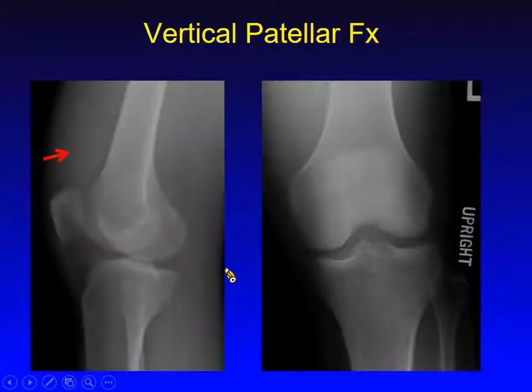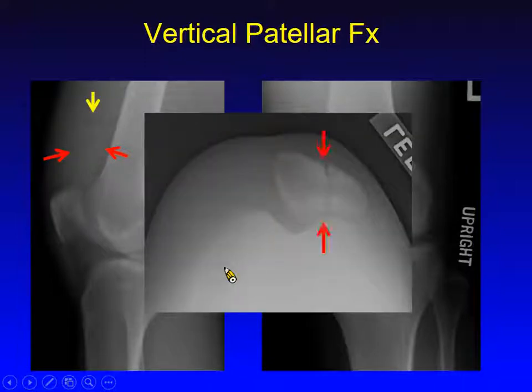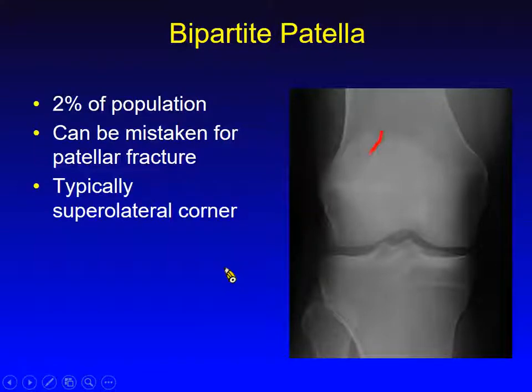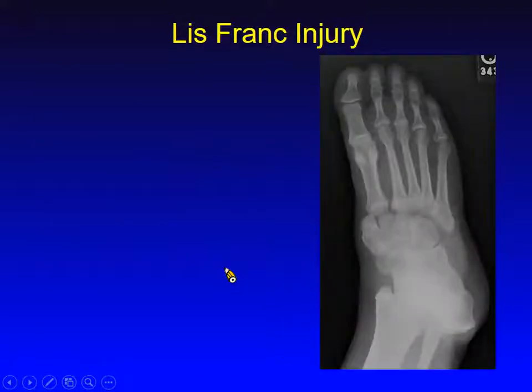Like in this case here, you can see a joint effusion, the patella looks pretty good, but on the Merchant view, we can see that vertical fracture through the patella. Now, you don't want to mistake that for a bipartite patella, because you can see this in about 2% of the population. It's almost always in the superior lateral aspect of the patella, and it can be helpful to get both sides because it's bilateral in about 50% of cases.